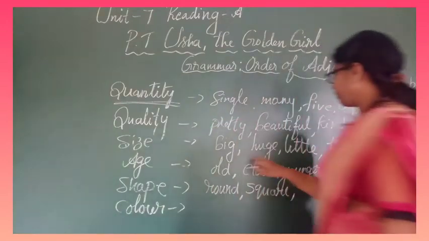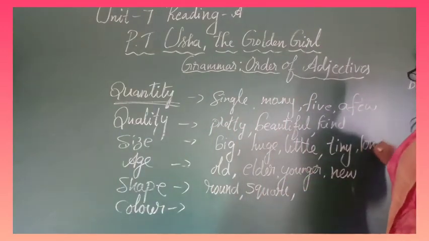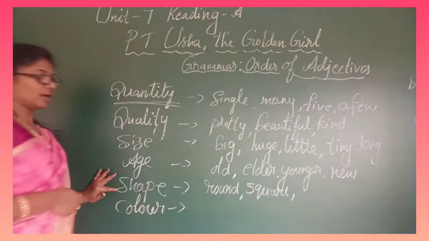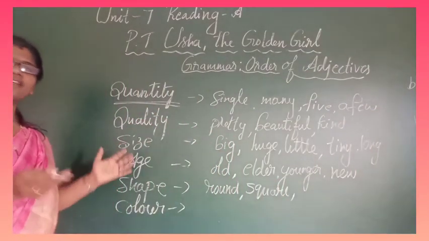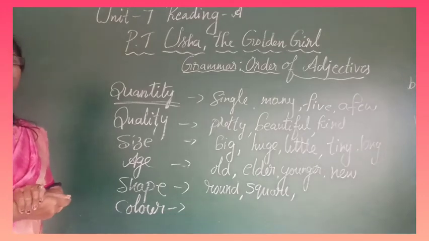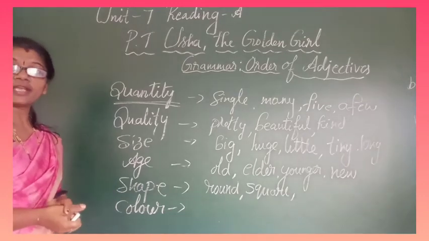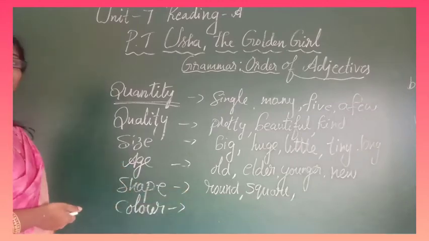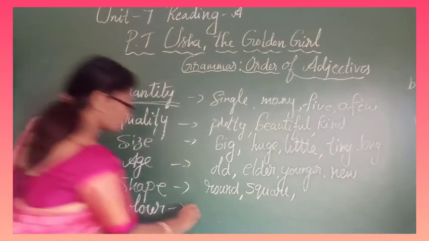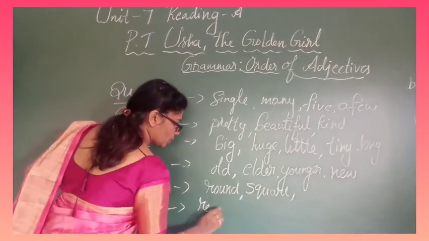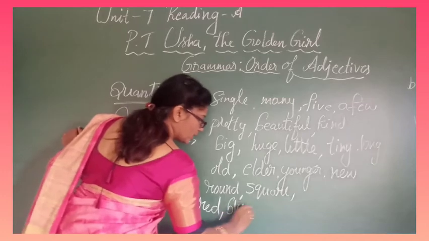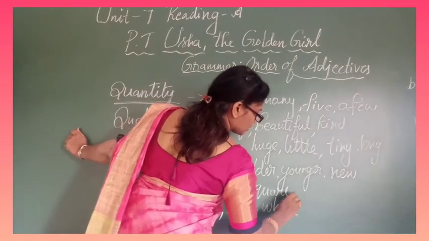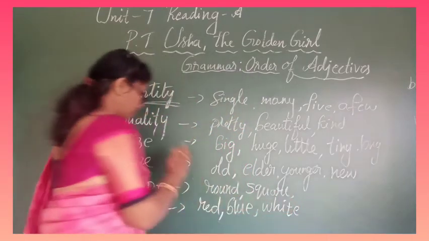Size is different, like big, huge, long, small. That all comes under size. Shape is like round, square, any shapes. You know many shapes, like diamond shape, a square shape, circle. All come under shape. Color is red, blue, green, yellow, white. This all comes under color.